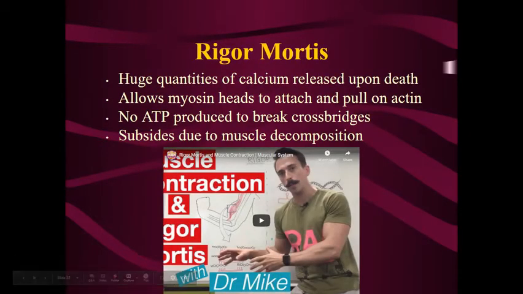So rigor mortis is when huge quantities of calcium are released upon death. It allows myosin heads to attach and pull on the actin, but no ATP will be produced to break the cross bridges, and it subsides due to muscle decomposition.